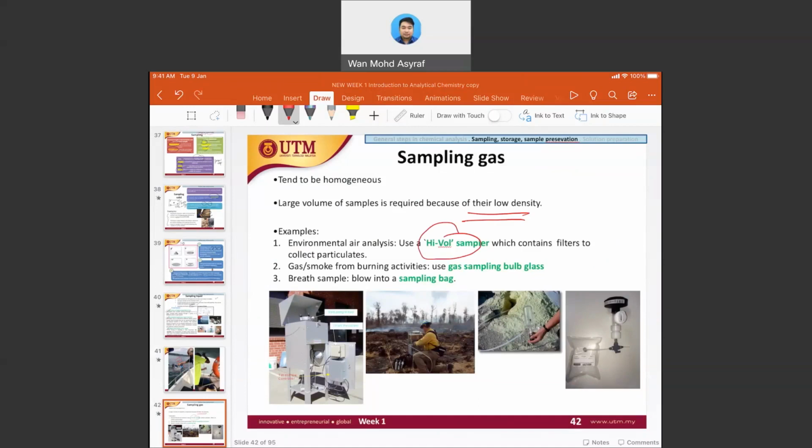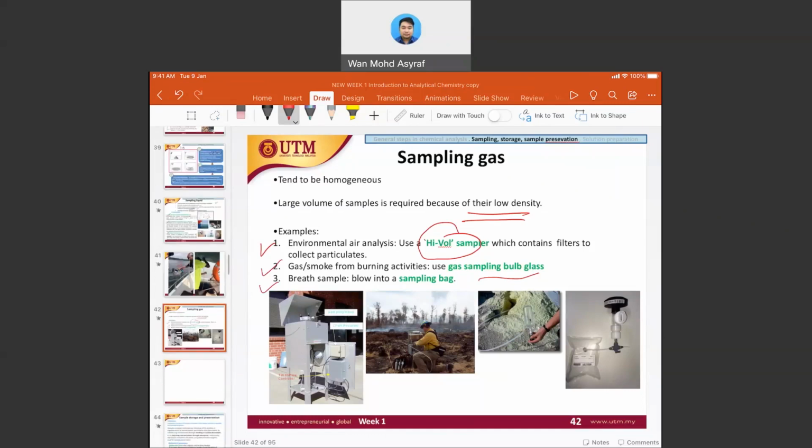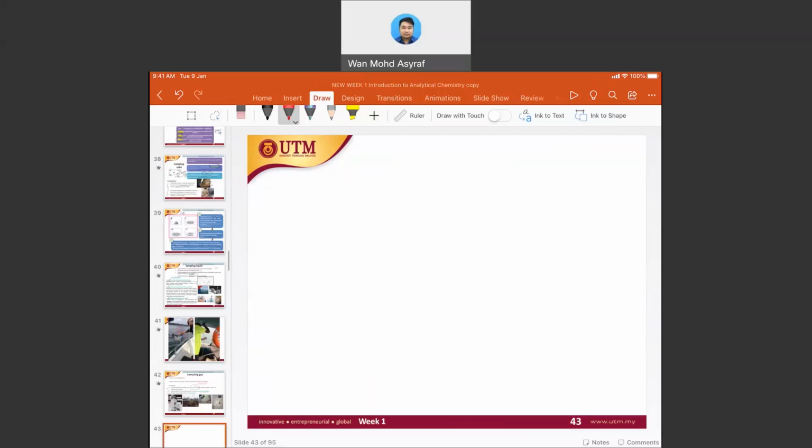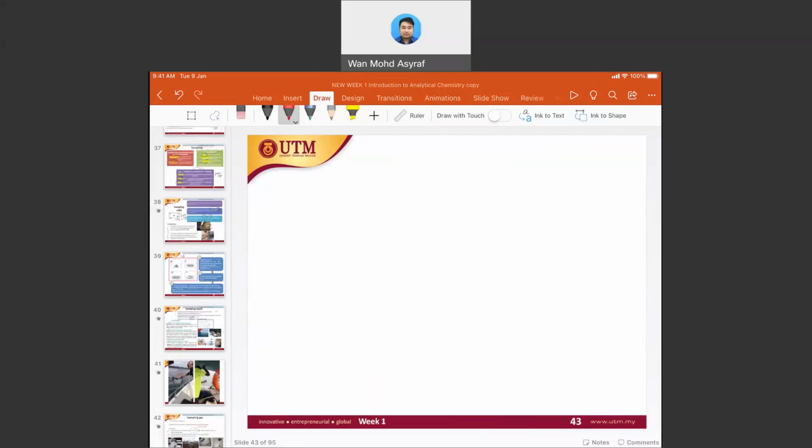All right, so this is the usage of a high vol sampler, and then for gas or smoke from burning activities, usually we'll be using a gas sampling bulb glass, and then for example the simplest thing is the breath sample. Your breath, your gas, we will collect into a sampling bag. All right. So basically, you have learned what sampling is, and then how to sample liquids, how to sample solids, and how to sample gases.